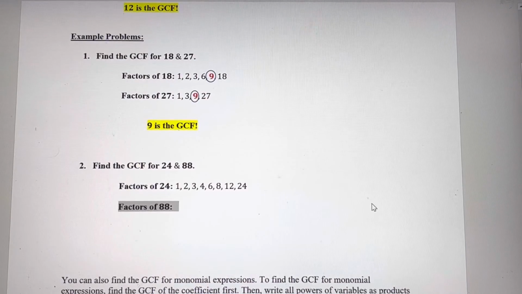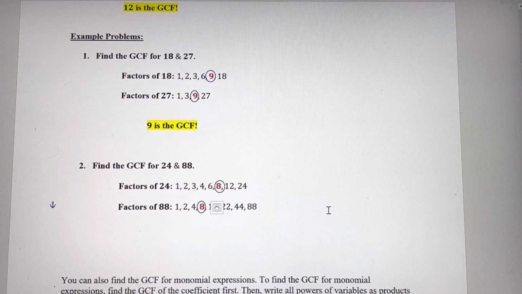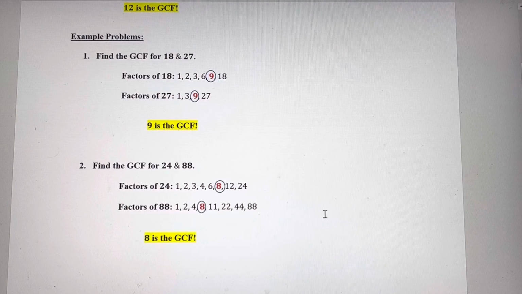88, though, we know 1 times 88, 2 times 44, okay? 4 times 22, and then 8 times 11, okay? So 88 has these 8 factors. The largest of the ones they have in common is going to be that 8 right there. Notice there's no bigger number than 8 that is in the list of factors for both numbers. So then 8 is going to be my GCF there for 24 and 88, okay?